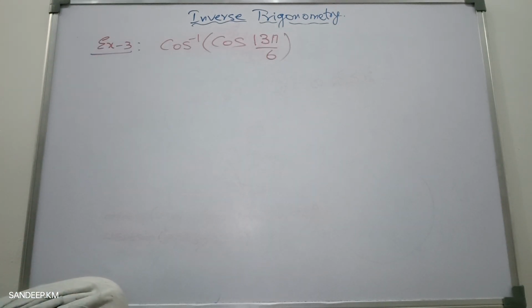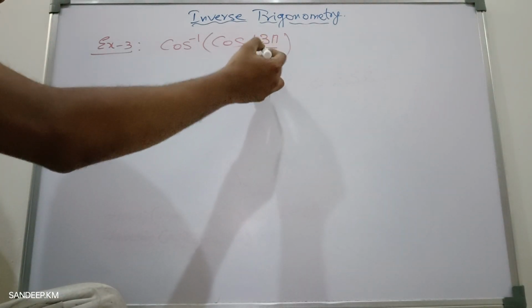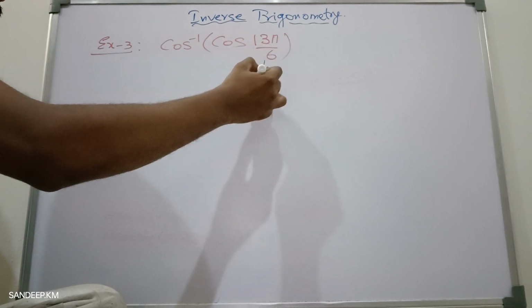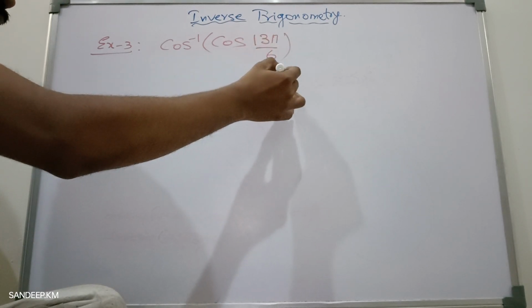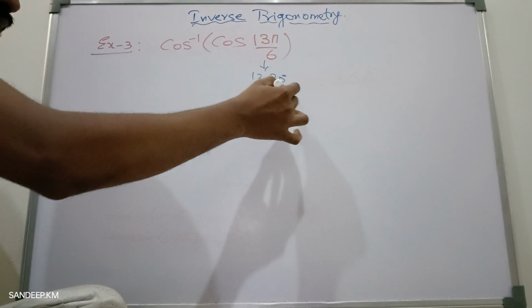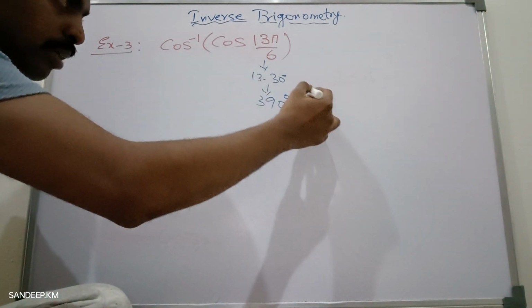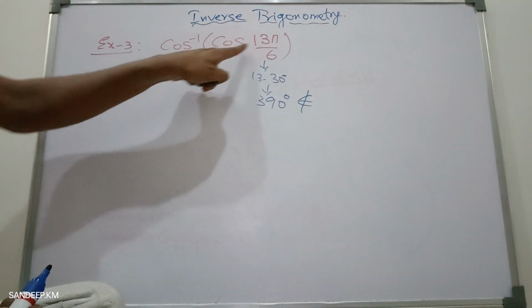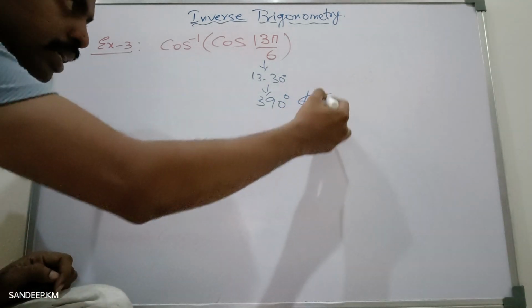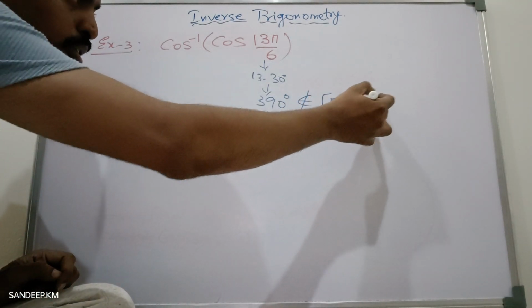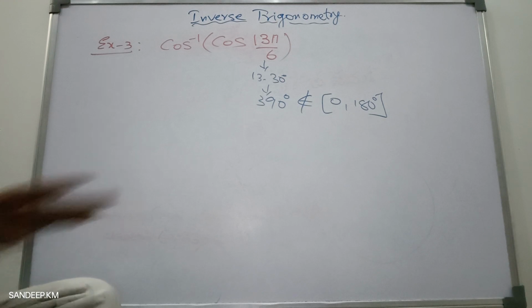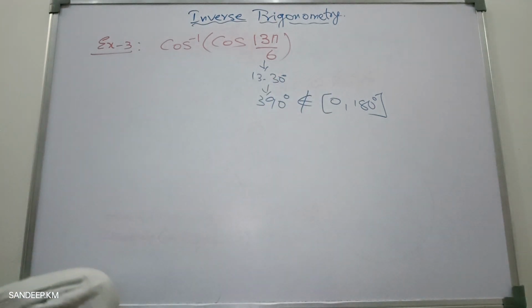What is cos inverse of cos 13 pi by 6? So first of all, 13 pi by 6, that means what? 13 into pi by 6, with pi by 6 being 30 degrees, is 390 degrees. 390 degrees doesn't belong to the restricted domain of cos theta. What is the restricted domain of cos theta? 0 to pi, that means between 0 and 180. So 390 degrees is not an angle between 0 and 180.